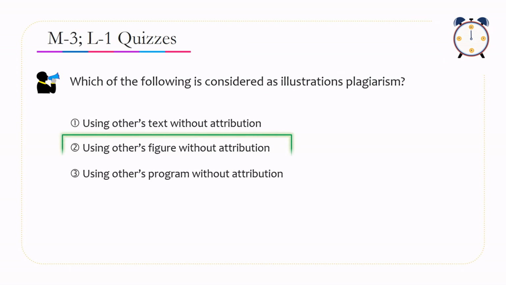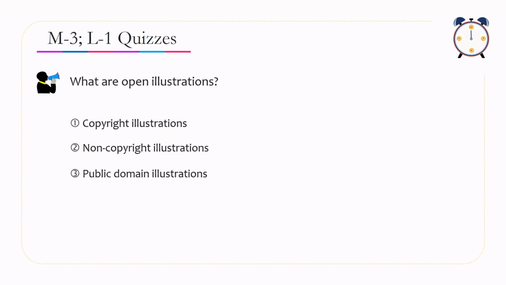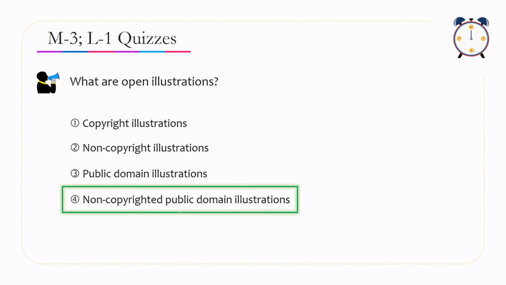The right answer is option 2. Next question. What are open illustrations? The options are 1. Copyright illustrations, 2. Non-copyright illustrations, 3. Public domain illustrations, 4. Non-copyrighted public domain illustrations. Your time starts now. Which one is right? Option 4 is correct. Open illustrations are free to use without any restriction.